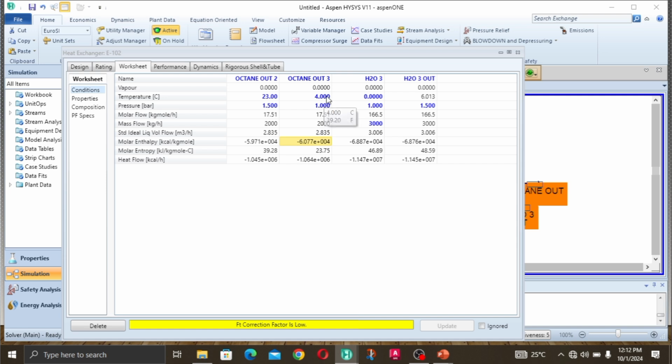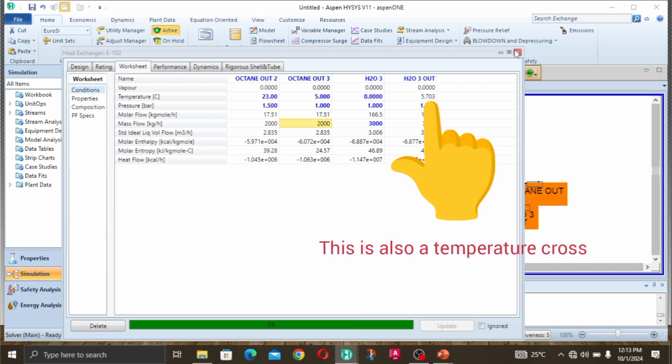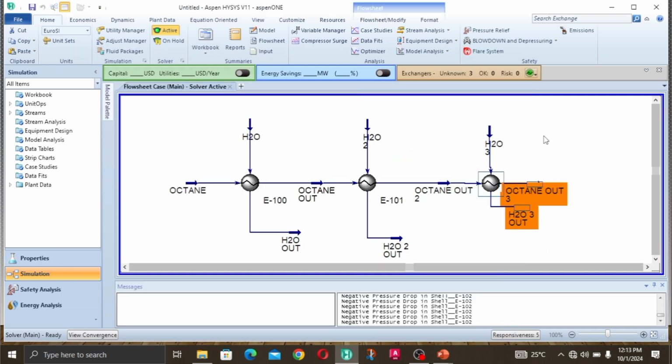And we have a temperature cross. So let's try and make this 4.5. We have a temperature cross. 4.8. Temperature cross. 5. Alright, 5 is perfect. No temperature cross. Alright, so with this, let's just fix this up. With this, we've successfully created a heat exchanger train.